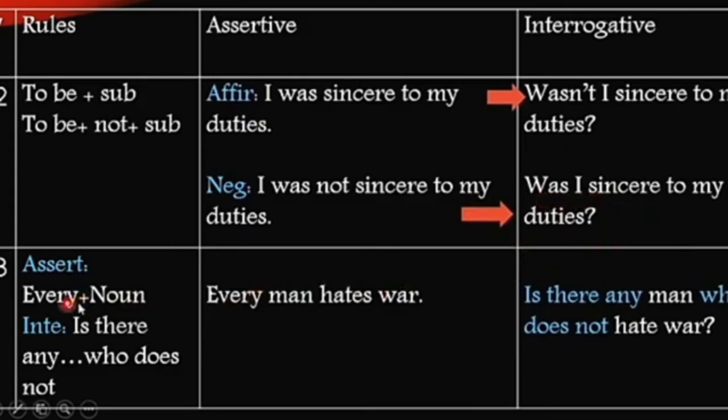Number 3, every plus noun in an assertive sentence becomes "is there any ... who does not" in an interrogative sentence. You must have seen this term in the affirmative to negative rules also. It's almost similar to that rule. For example, every man hates war. So instead of every, we are going to use "is there any" plus subject, and then we are going to use "who does not", then the rest of the sentence, hate war. Is there any man who does not hate war?